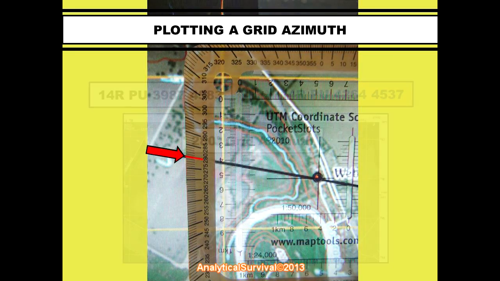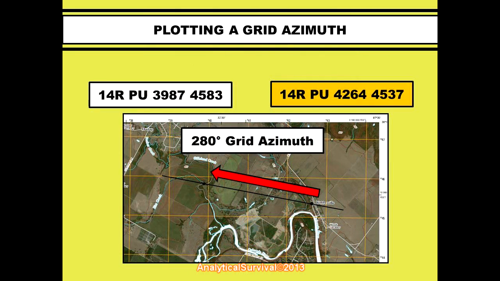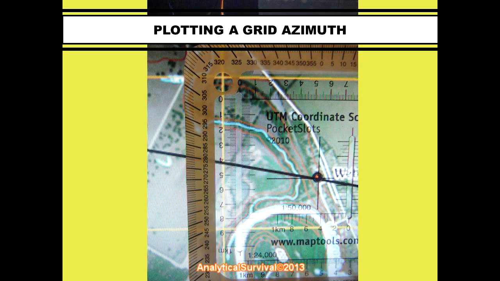And that's it. So let's recap. We used our protractor to measure precise subdivisions of a given grid square in order to plot our present location and to plot our destination. We then used the degree markings on the edge of the protractor to determine our correct azimuth. And in our case, we calculated a 280 degree grid azimuth.